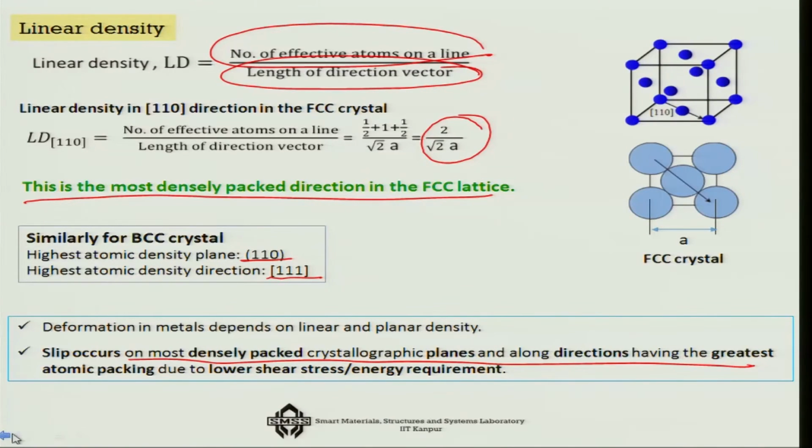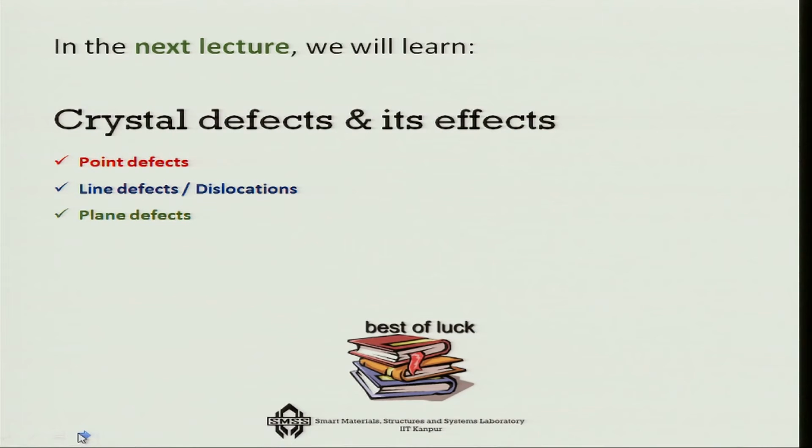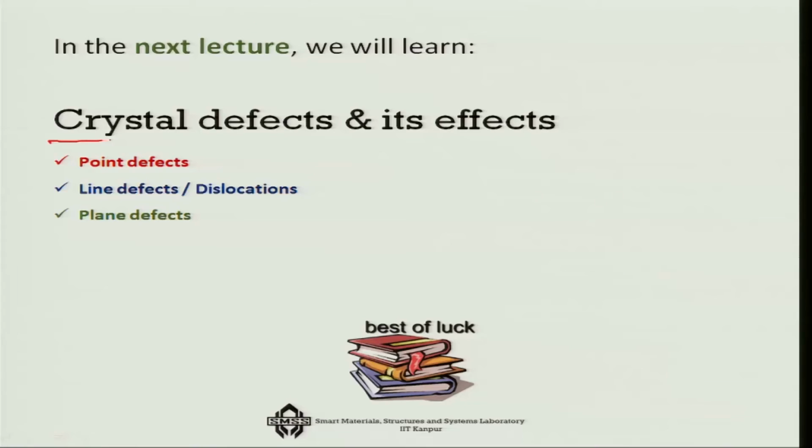That is very important for us to know beforehand, because then you know how to temper the steel. So, this is where we will stop, and in the next lecture we will talk about crystal defects and its effects, like point defects, line defects and plane defects. Now that you know the Miller indices, it will be very easy for us to discuss the defects and its effects. Thank you.